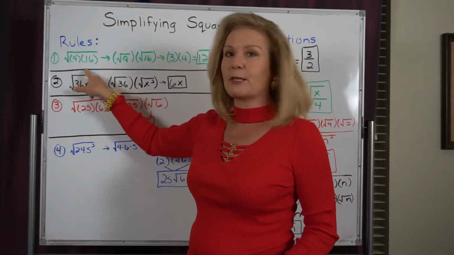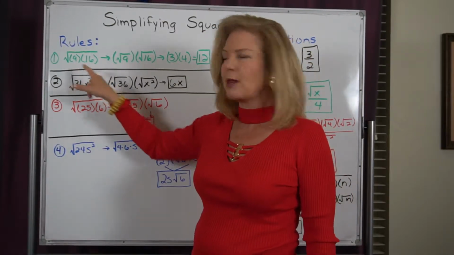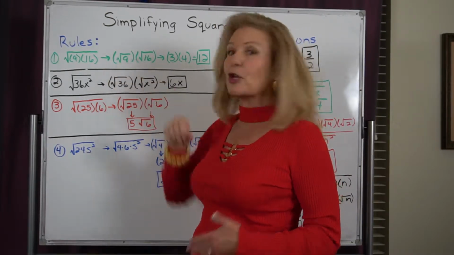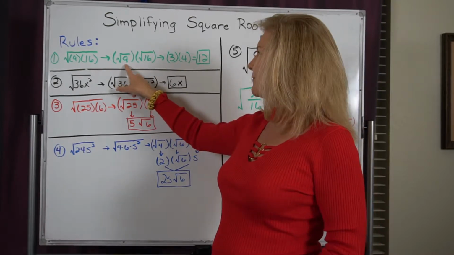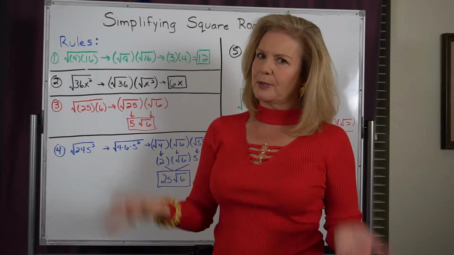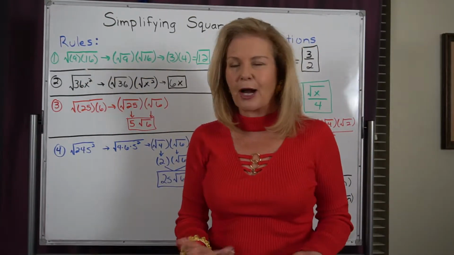So whenever I'm multiplying, and notice it's multiplication, it's not addition, whenever I'm multiplying, I am putting each number under its own square root symbol. Then I just take the square root of 9, which is 3. I take the square root of 16, which is 4, and 3 times 4 is 12. So it's easy to break down the problems.